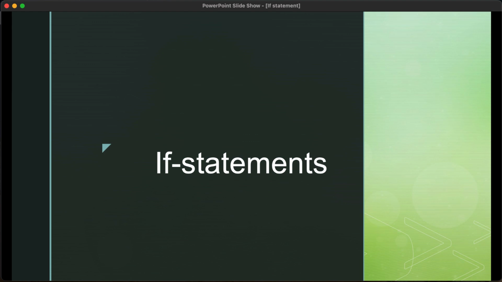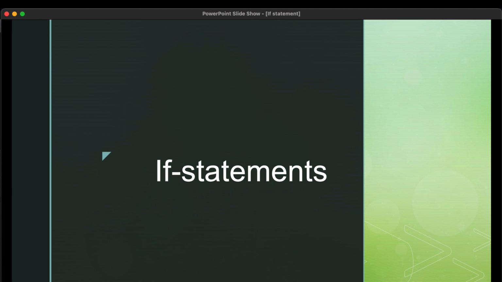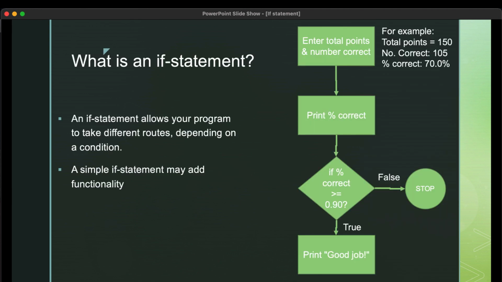If statements are a fascinating structure because in effect what they allow you to do is enable your programs to make decisions. That is, your programs can take different actions depending on what happens. So let's take a very simple example.